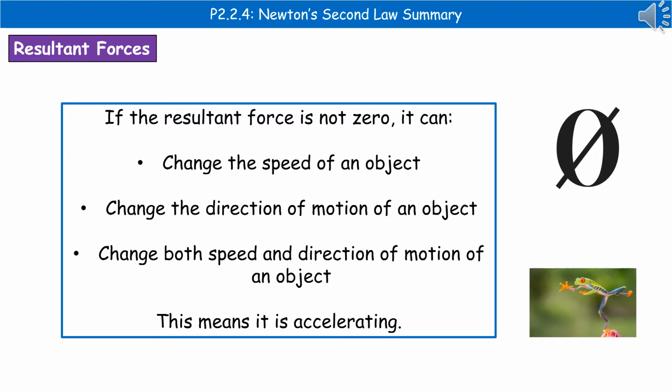It could change the speed of the object, it could change the direction of motion of the object, or it could change both the speed and direction of motion of the object. So because we're talking about the speed or the direction changing, we're talking about an object that is accelerating.